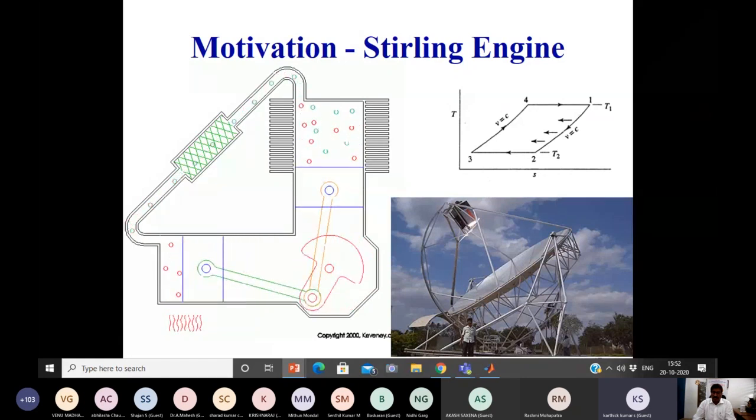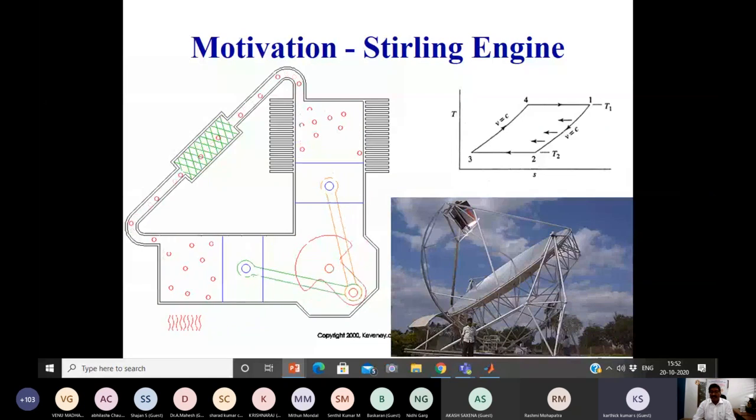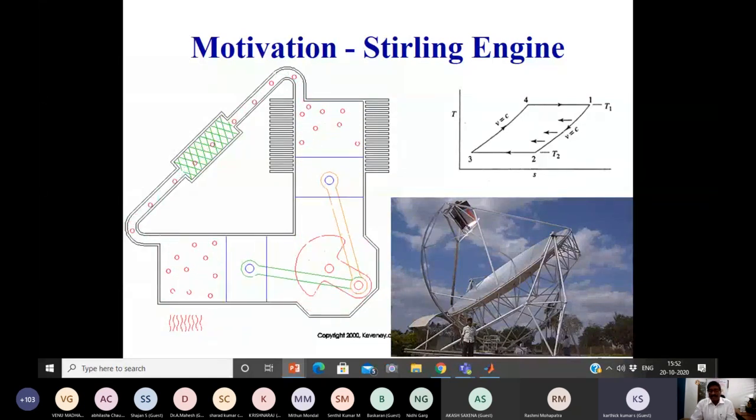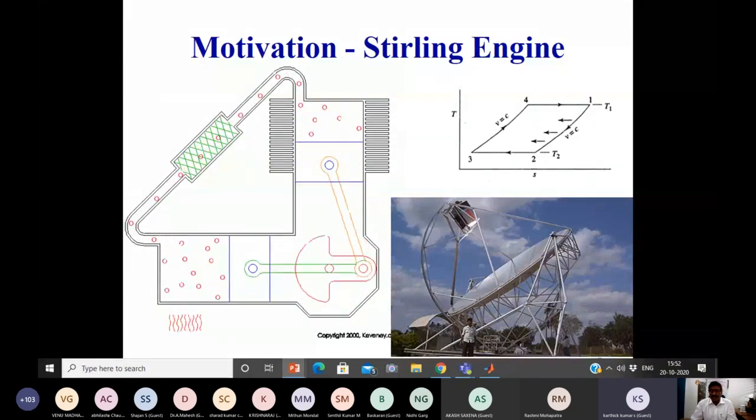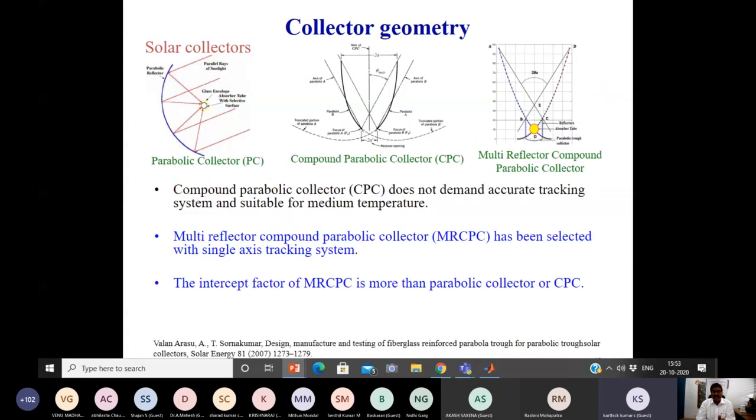drive systems. So immediately, then, we can start or initiate the development of this passive drive with a reasonable accuracy. There are plenty of problems or challenges associated with the solar thermal system, but in this work we identified the power requirement of the tracking. To address this issue, the solution is the power-free tracking method.